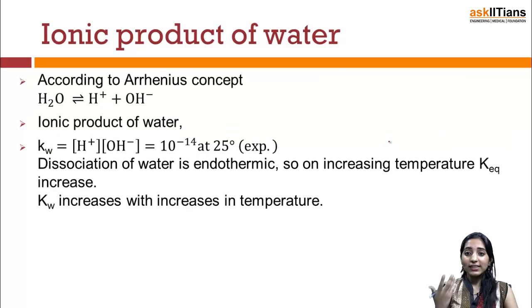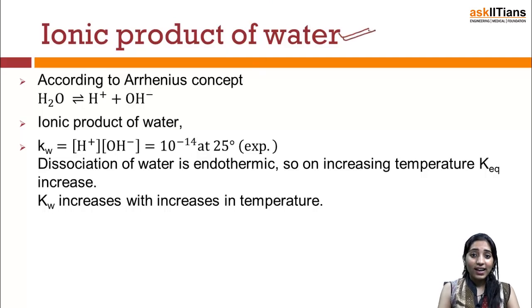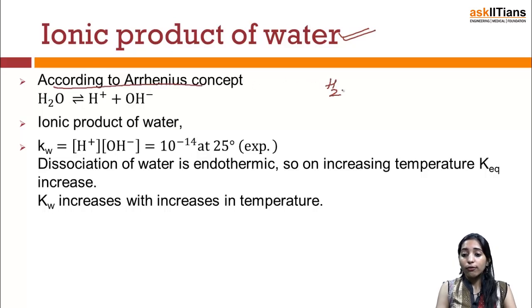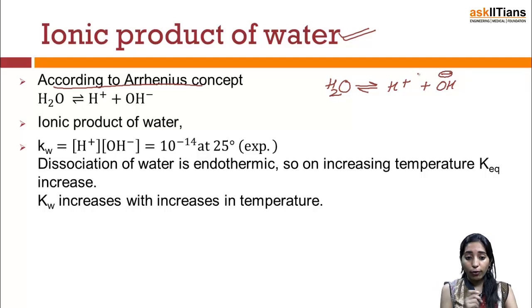Let's now move over to the next important property of water, which is the ionic product of water. What do we discuss in the ionic product of water? We say that according to the Arrhenius concept, water follows a particular equilibrium where water gets dissociated to H positive and OH minus. So this is the equilibrium which is followed by water.